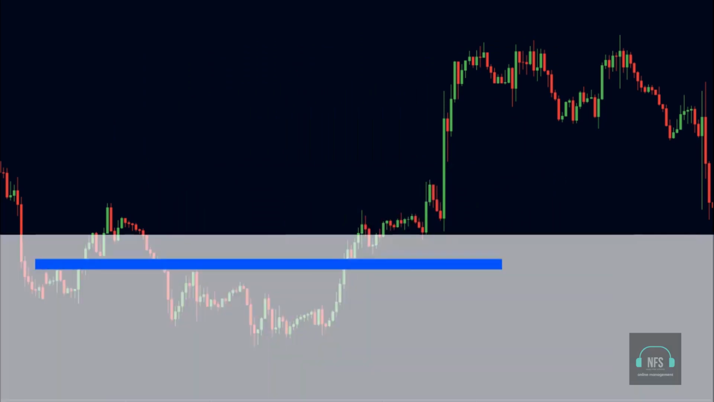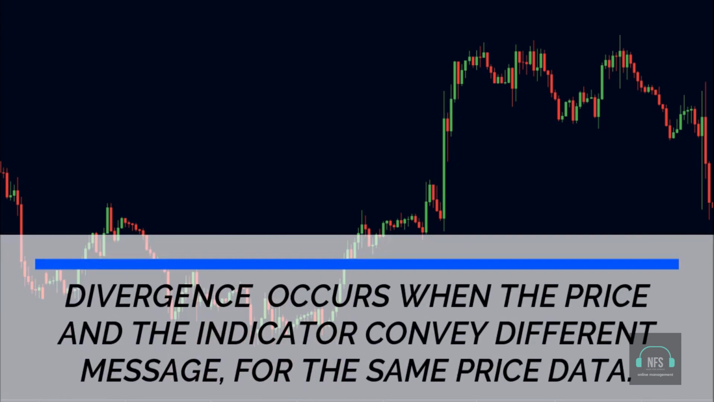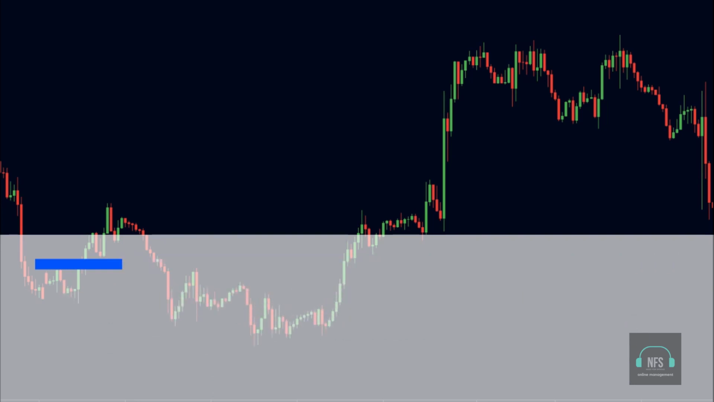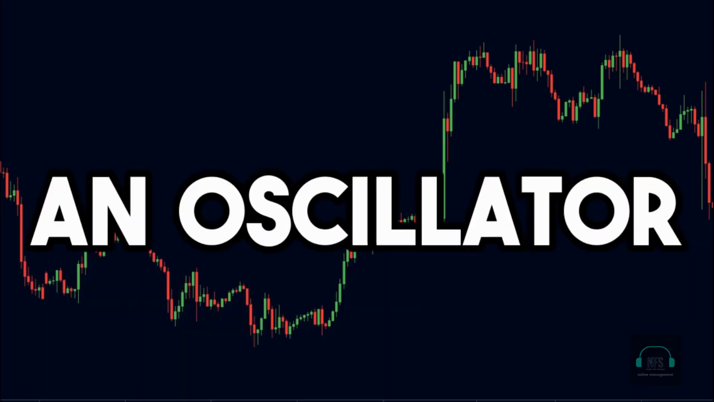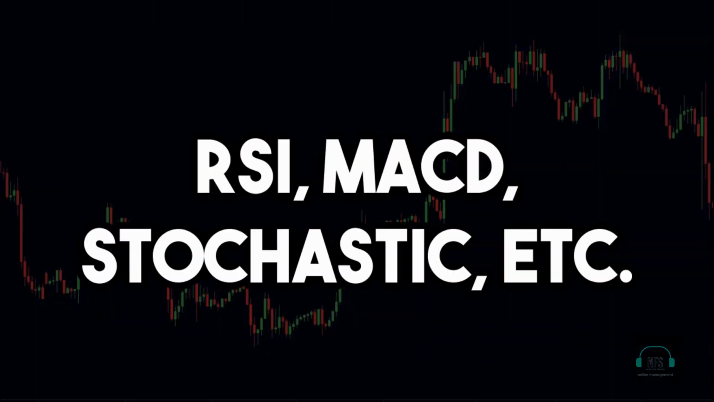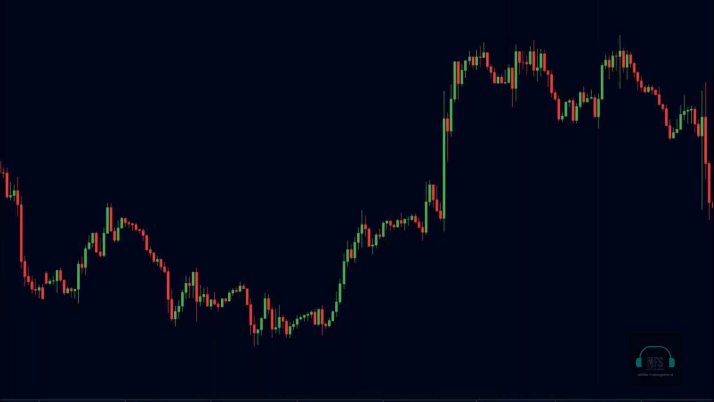By definition, a divergence occurs when the price and a technical indicator convey different messages for the same price data. The technical indicator in this strategy will be an oscillator. It can be RSI, MACD, Stochastic, etc. The point is that the technical indicator will not be aligned with the price.